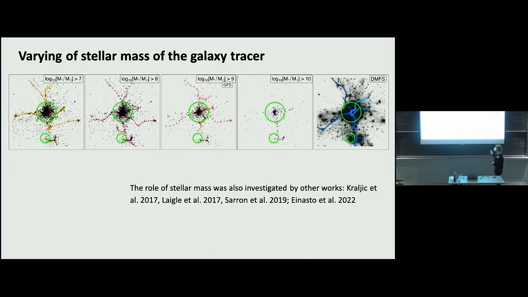And it's not really a new result, because it was mentioned in many other works that massive galaxies tend to be found in denser environments. So the massive galaxies show that in this area there is a lot of dark matter to form massive galaxies.